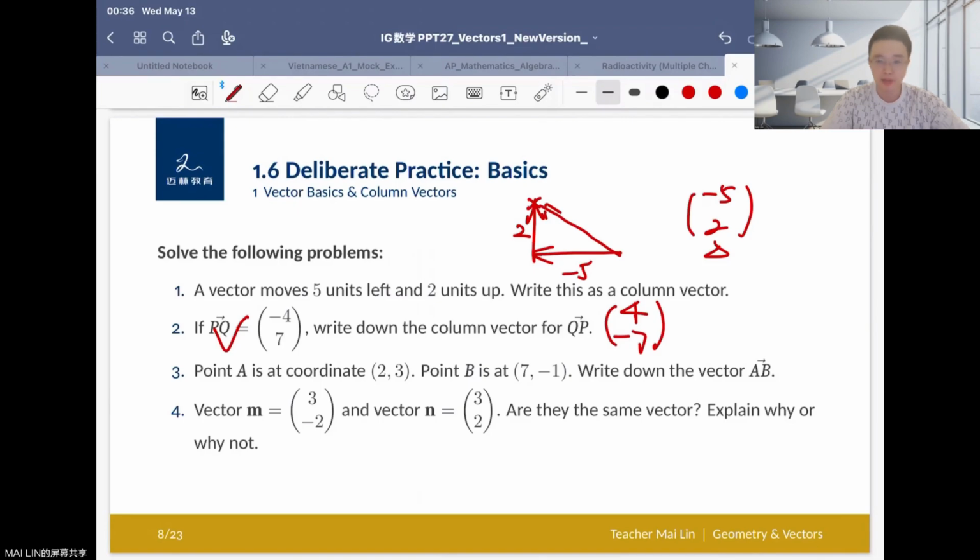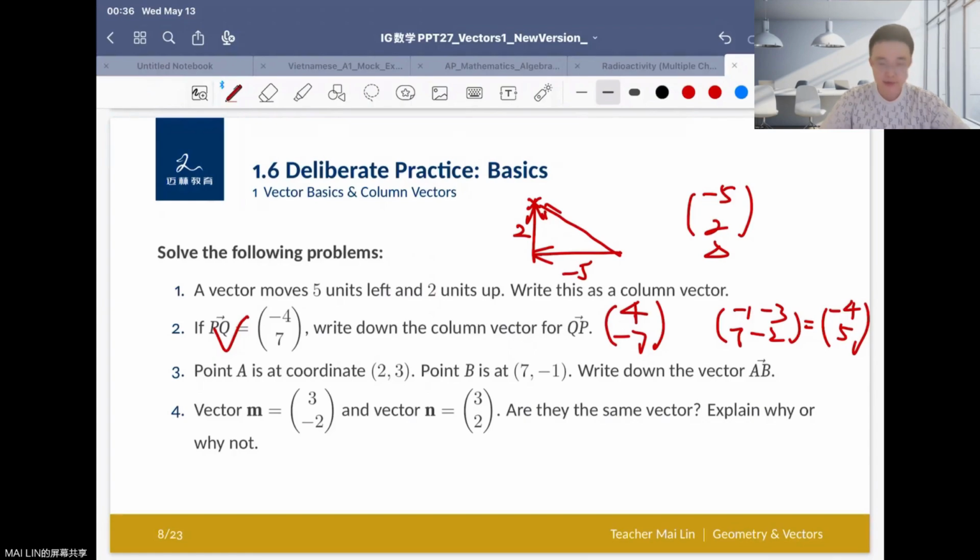For the third problem, A is (2, 3) and B is (7, -1). So vector AB can be written as (7 - 2, -1 - 3), which is (5, -4). That is vector AB.